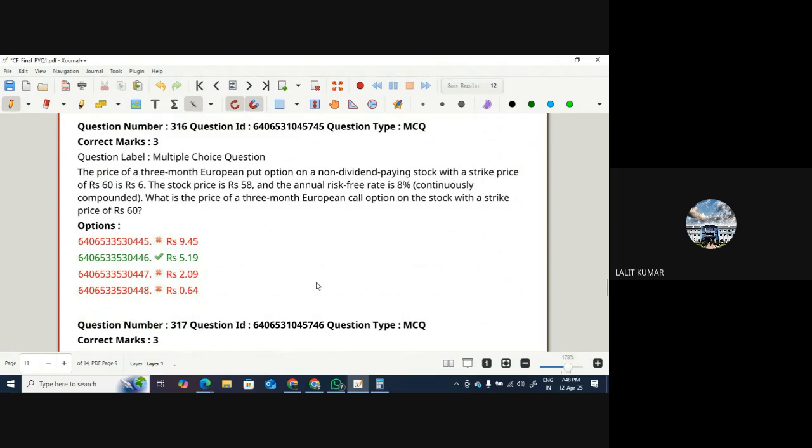Now we come to the price of a 3-month European put option on a non-dividend paying stock with a strike price of ₹60, which is ₹6. The stock price is 58. The annual risk-free rate is 8% and continuously compounded. What is the price of the 3-month European call option? This is called put-call parity: C0 plus X e to the power minus RT, because continuously compounded, is equal to P0 plus S0. So we have to calculate C0.